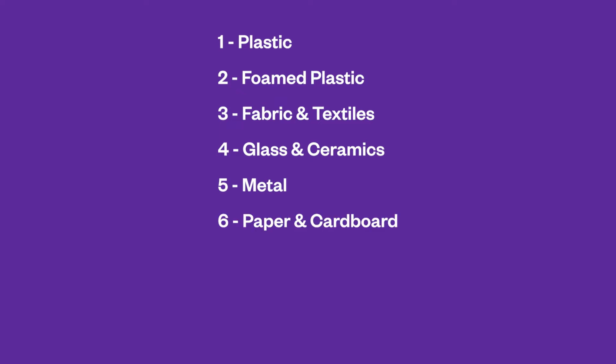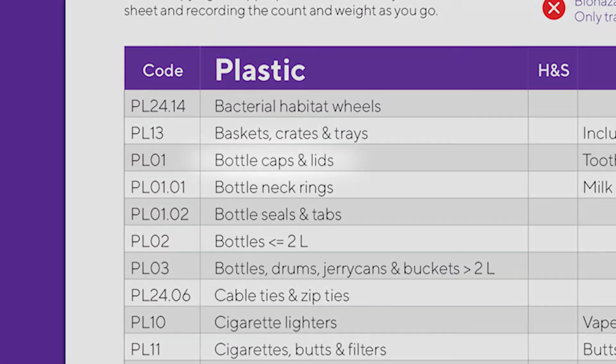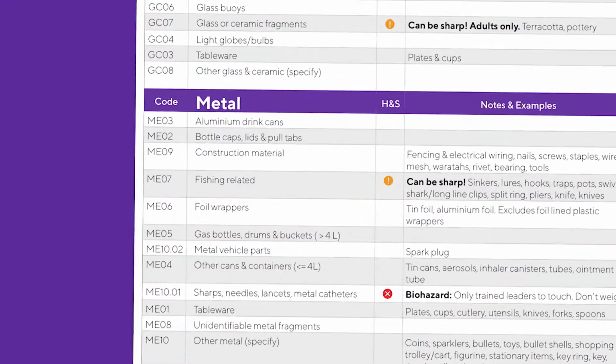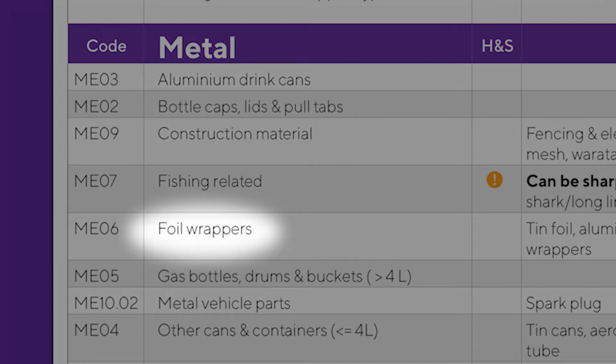There are 9 material classes: plastic, foamed plastic, fabric and textiles, glass and ceramics, metal, paper and cardboard, rubber, wood, and other. Within each material class is a list of categories of items that are made of that material. For example, some categories of plastic are bottle caps and lids, or straws. Some categories of metal are bottle caps, lids and pull tabs, or foil wrappers.